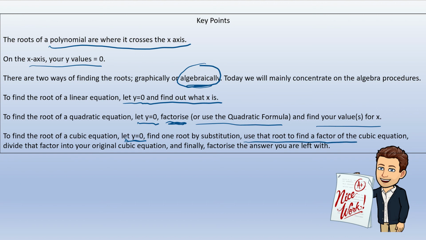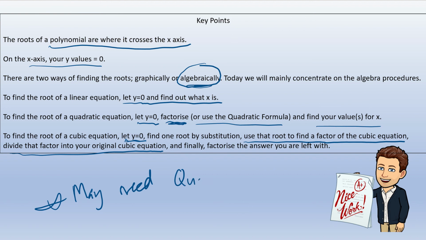Use that root to find a factor of the cubic equation, so you're going from your roots to your factors, and then divide that factor into your original equation. And finally, with the answer that you get, you need to factorize that as well. So you may need to use your quadratic formula there.